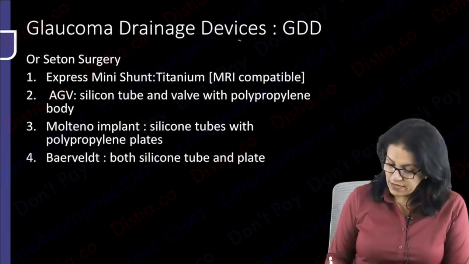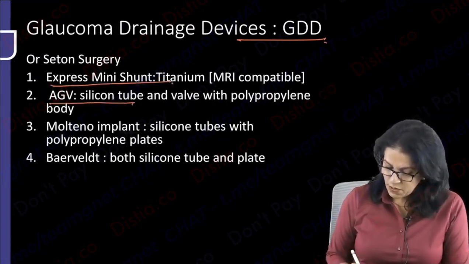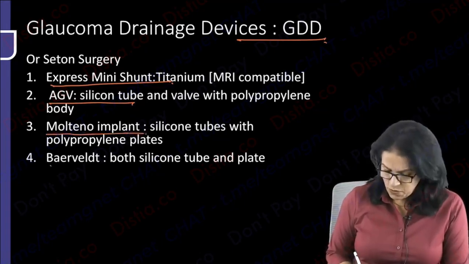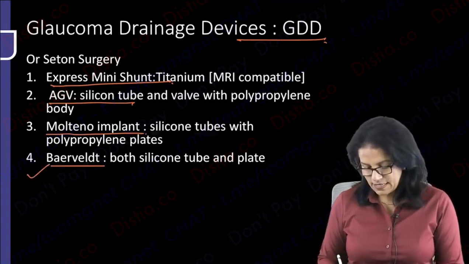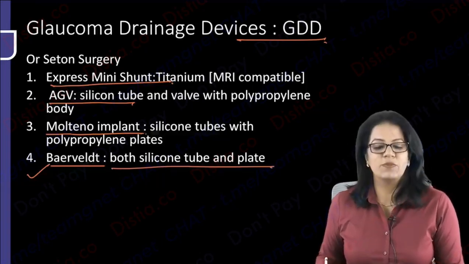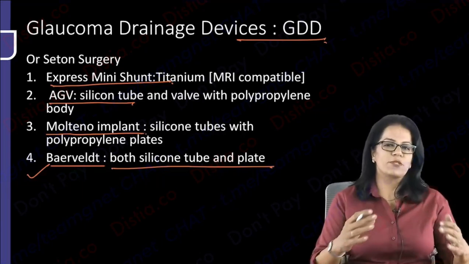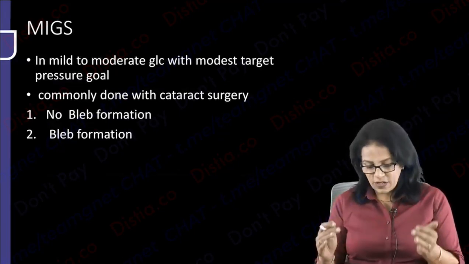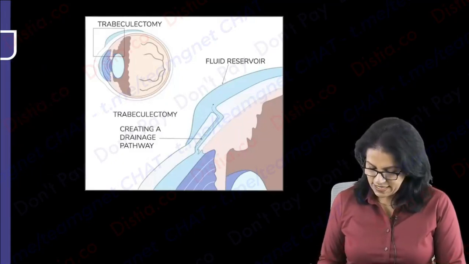Let's do a quick revision here. We have done GDD. We have talked about Mini-shunts, Ahmed glaucoma valve, Molteno implants, right? One more, if you want to know, even if you don't remember, this has not been asked. This is the Baerveldt implant. Again, it has both a silicone tube and a silicone plate. That is the difference. Know it, or I give you permission to not know it as well. If you don't want to retain it, it's okay. Now, when we talked about MIGS, we've talked about all this. Let's have a look at it, right?